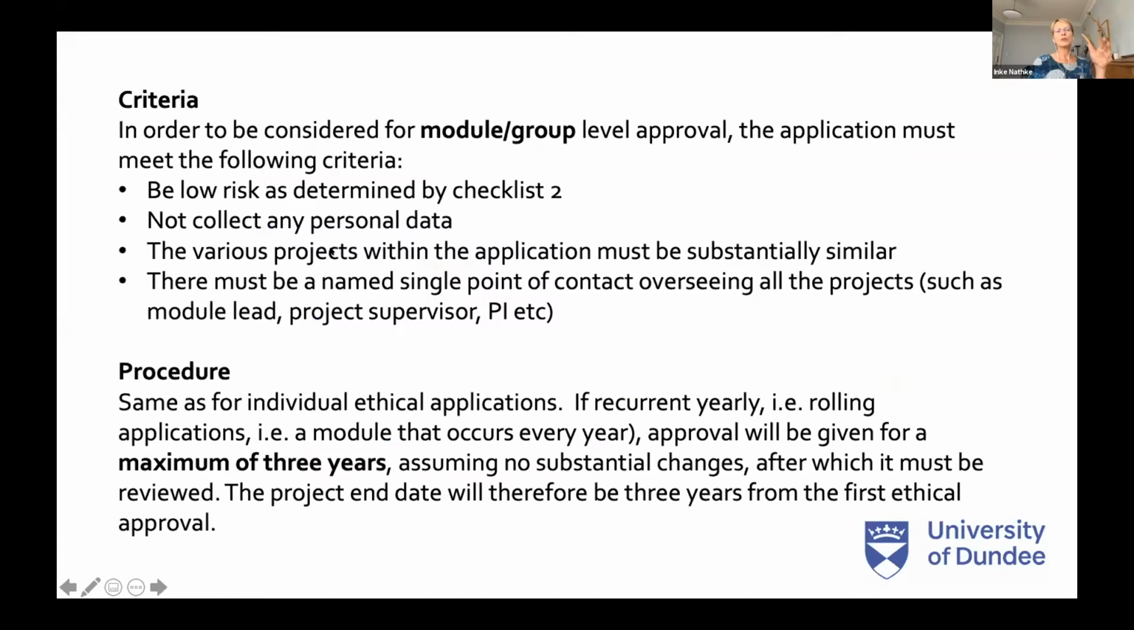And then in order for such a module group level approval to exist, there are various criteria that make sure that they meet the proper standards, and they can only be active for a maximum of 3 years unless there are substantial changes, at which point they have to be edited again.